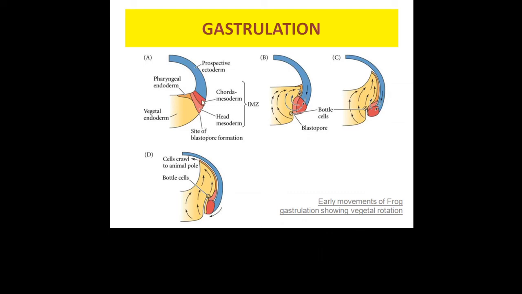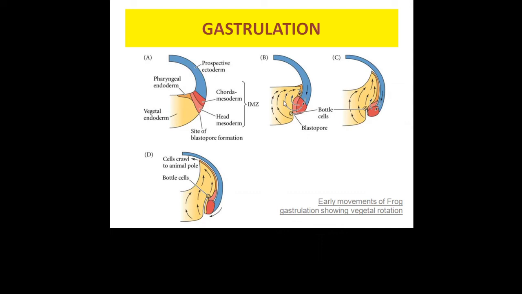Now in this marginal zone, the prospective mesoderm cells are differentiated into cauda mesoderm cells, which in future will form the notochord, and head mesoderm cells, which will form the head region of the adult. These two groups of cells form the IMZ, that means involuting marginal zone. So these are the cells in the marginal zone which will undergo involution, as we will see later. Also, there are cells which will form the pharynx in future, the pharyngeal endoderm cells.